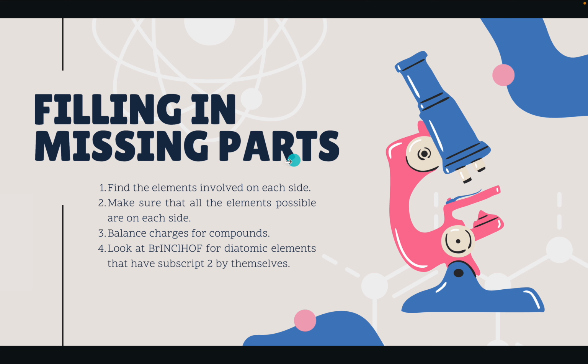And then this is the one big one. Look for Brinclhof. That means bromine, iodine, nitrogen, chlorine, hydrogen, oxygen, fluorine for diatomic elements. When these elements are by themselves and not in a compound, they will always have a subscript of 2.